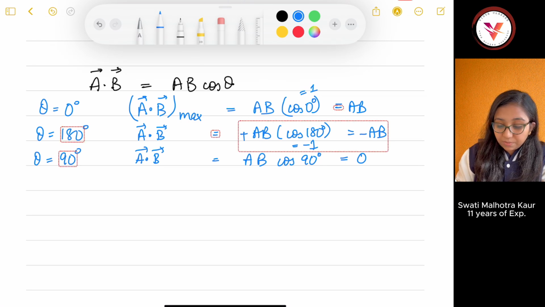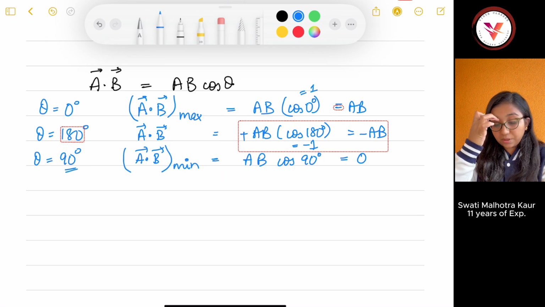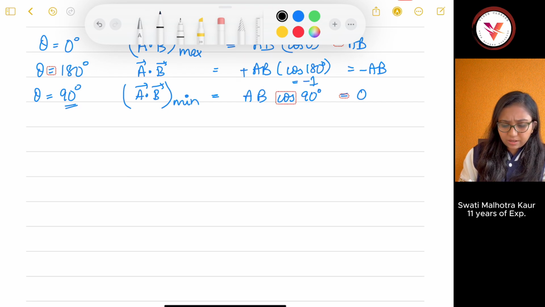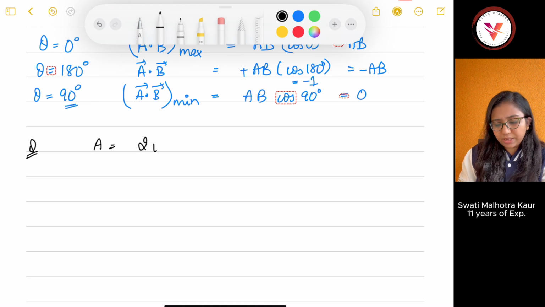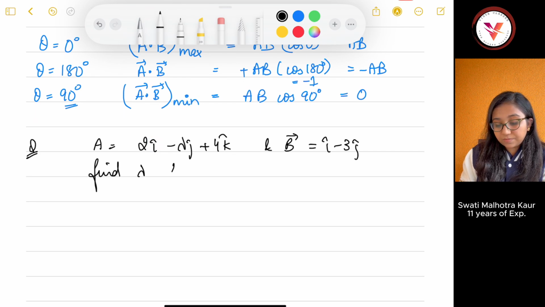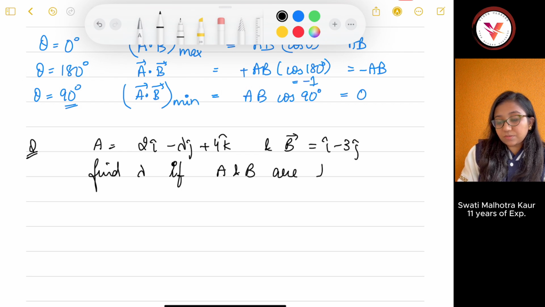So it is minimum at 90 degree when they are perpendicular, and if they are perpendicular, you can solve multiple things. Like one question comes: you have a vector as 2i cap minus lambda j cap plus 4k cap, and b vector as i cap minus 3j cap. Find lambda if a and b are perpendicular to each other. This is one type.